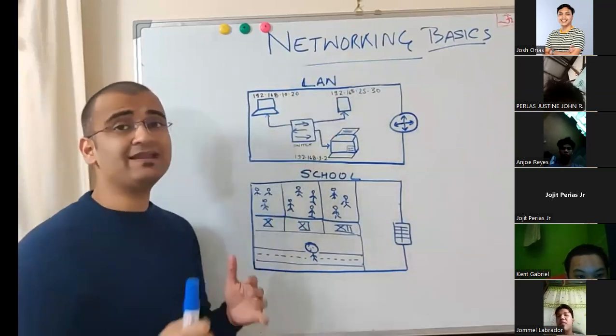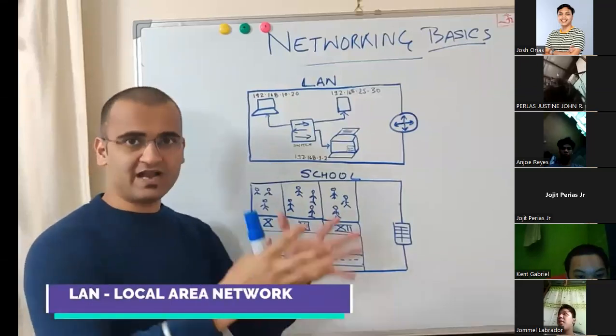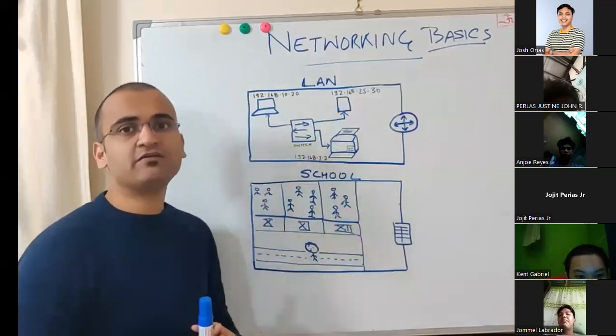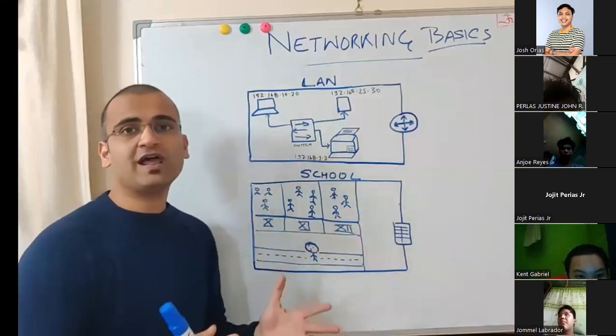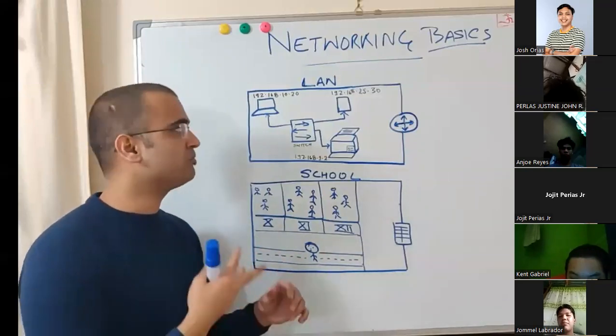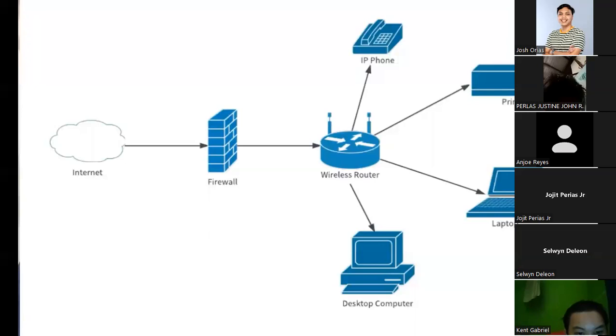So what is a LAN? LAN is a local area network, which means that you will have a network, a set of devices talking to each other within a limited range. The best example of a LAN is your home network, wherein you have several laptops, mobiles, your printers connected to each other, and then you are also talking at the same time to the outside world through internet, which we'll cover later.